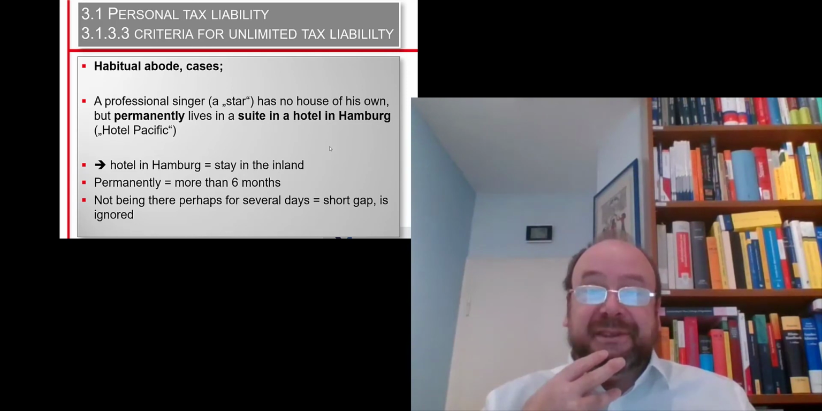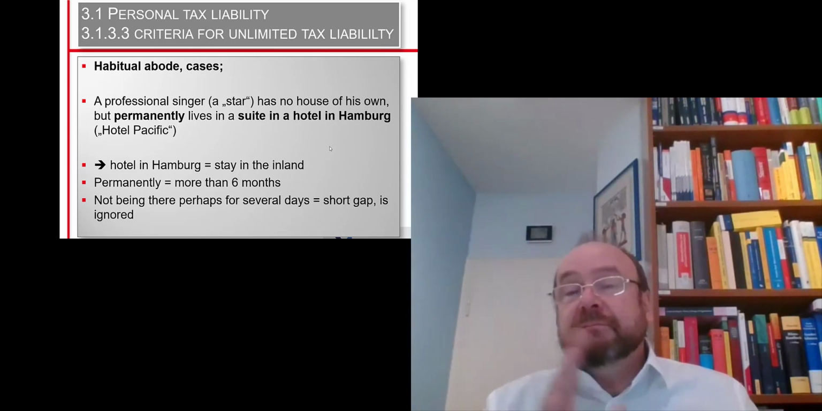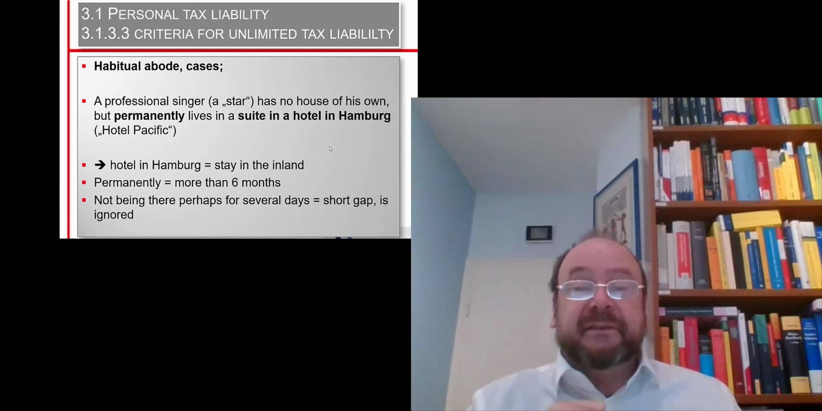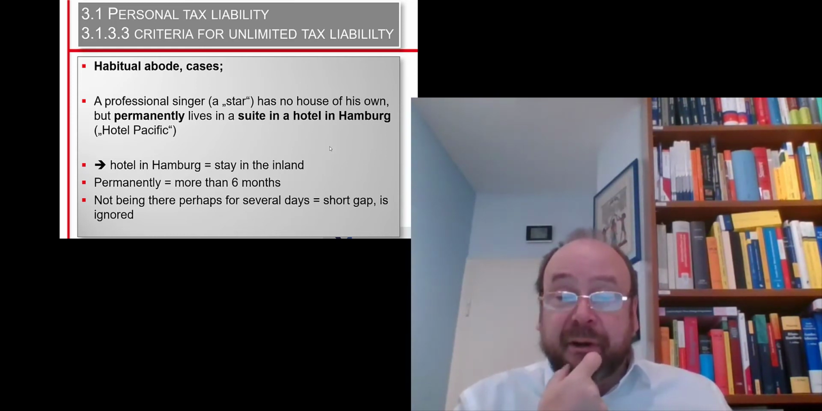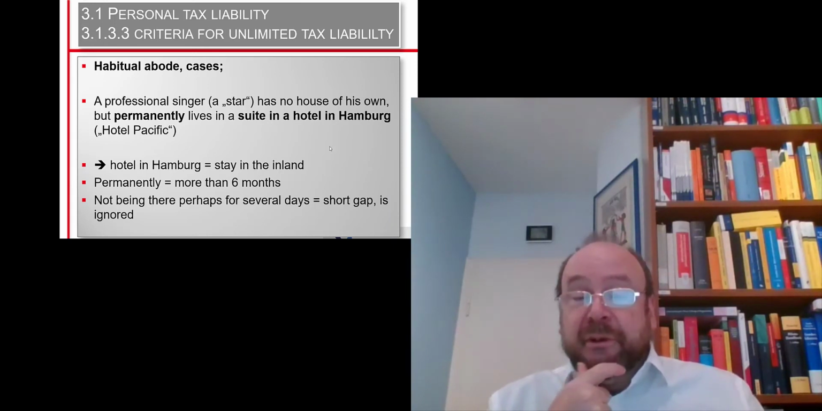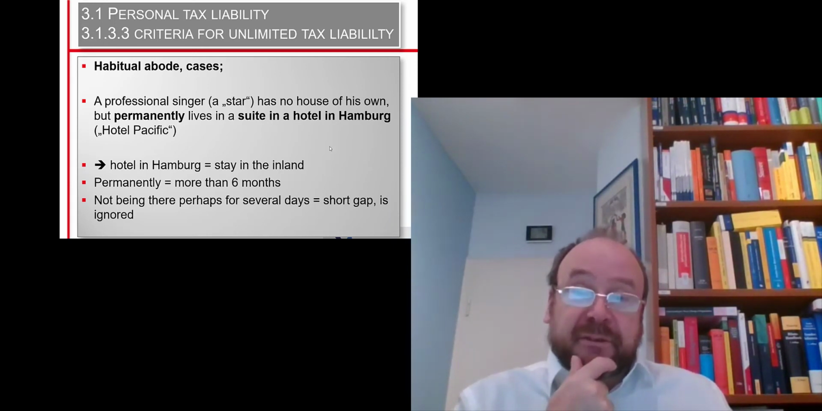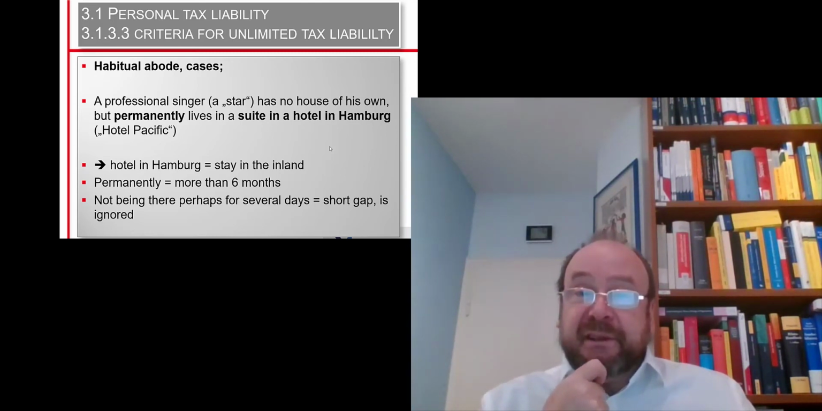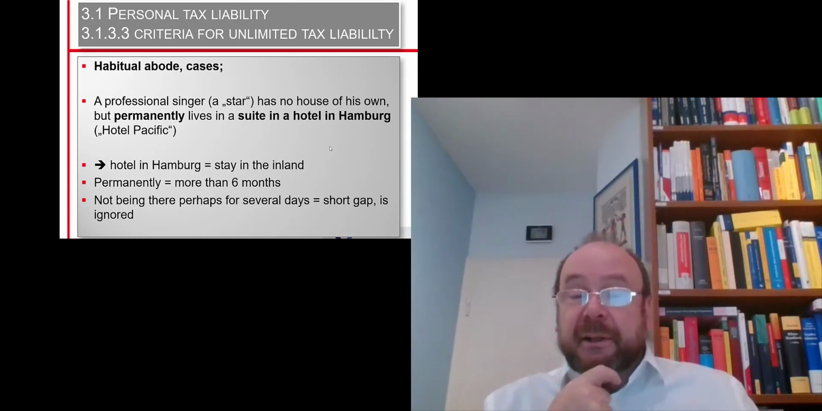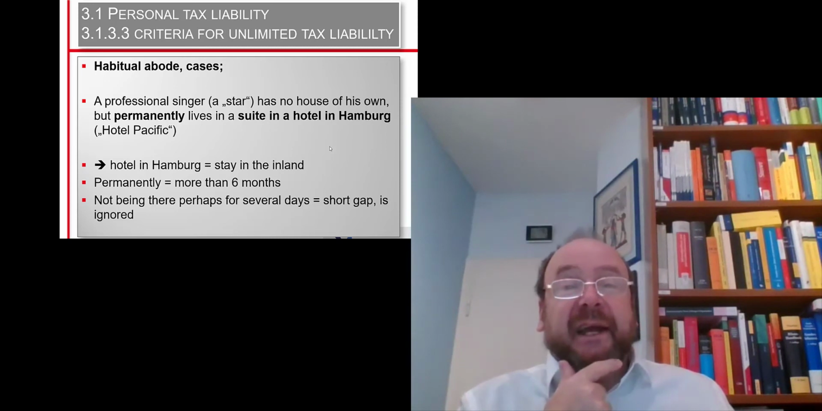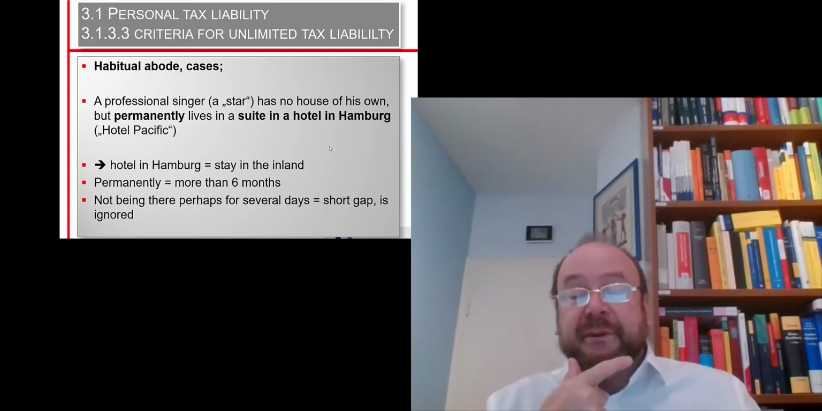But the habitual abode is necessary to avoid fishy cases, or to tax extraordinary cases in the right way. For example, there is a famous singer who has no house of his own in Germany, but permanently lives in a hotel in Hamburg. If you only own a hotel suite, which you rent from time to time, and which you use when you are in Hamburg and don't pay for when you're not there, this is simply a stay in the inland, and this stay is also for more than 6 months.